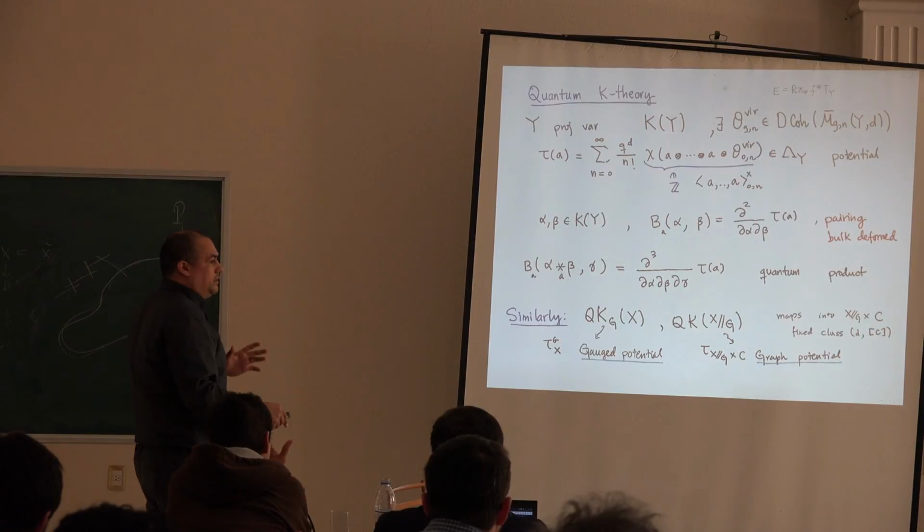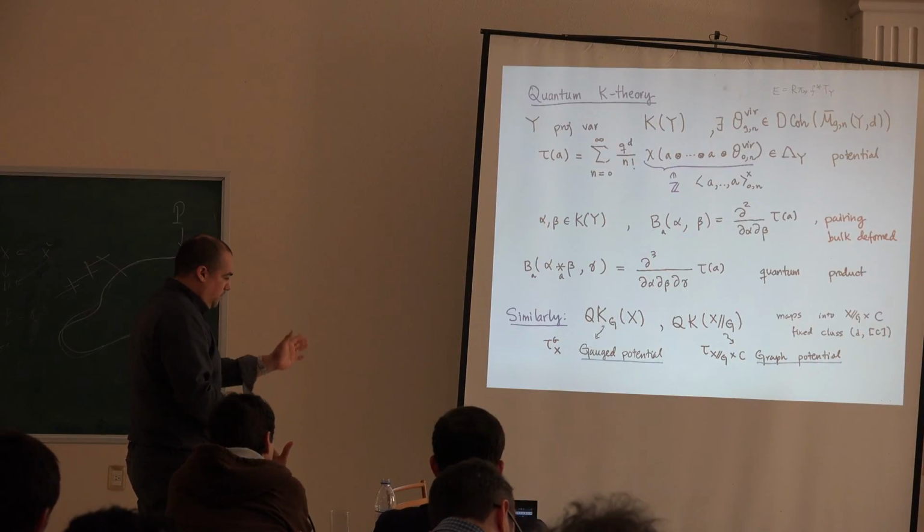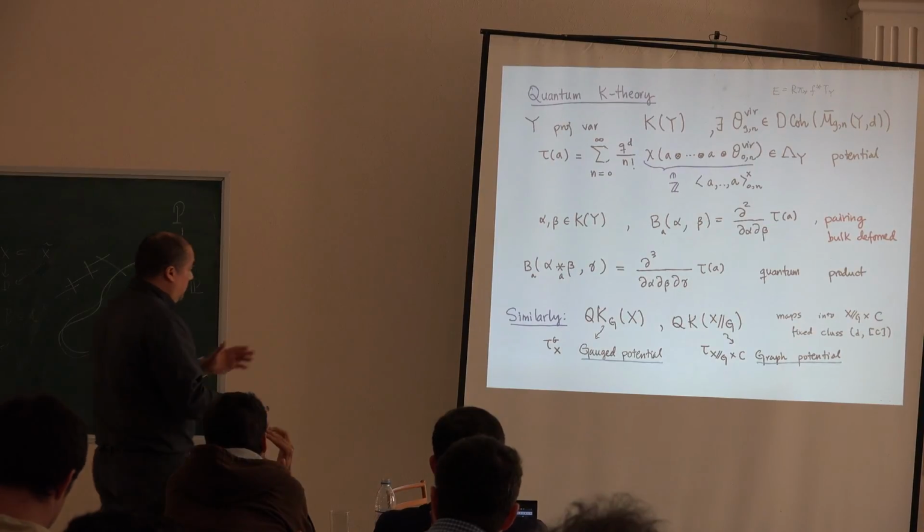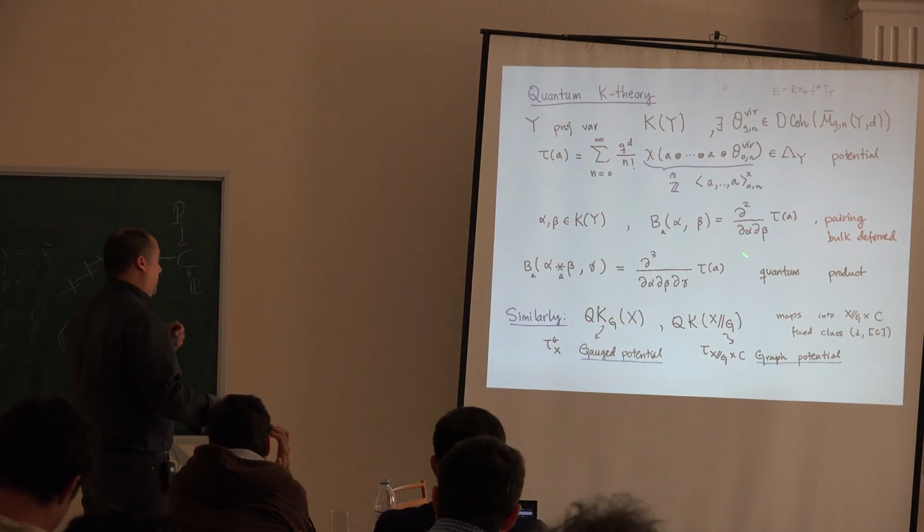But this pairing is bulk deformed. Meaning that in quantum cohomology, the pairing is the same at every point in the Frobenius structure that you have, but in this case, the pairing is actually deformed at every point that you choose. So you have to be very careful about that. So it's an actual Frobenius structure that you get. The pairing is deformed as well.